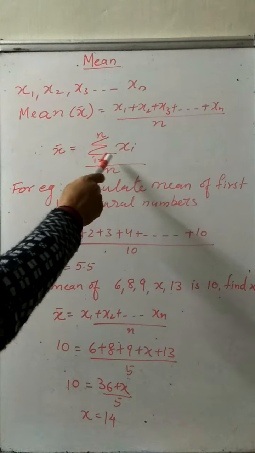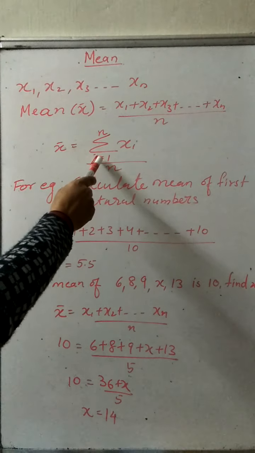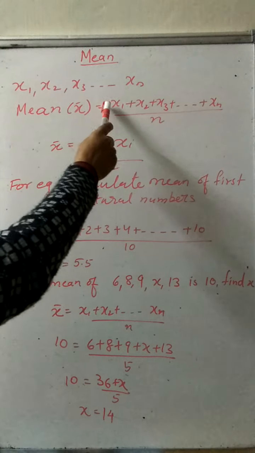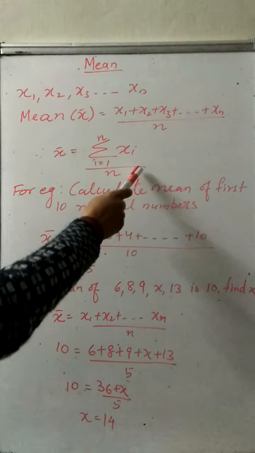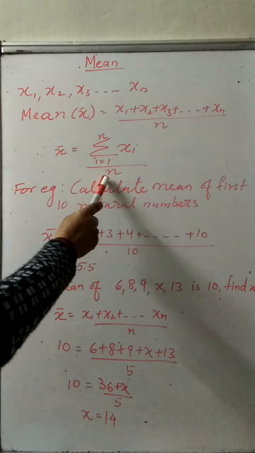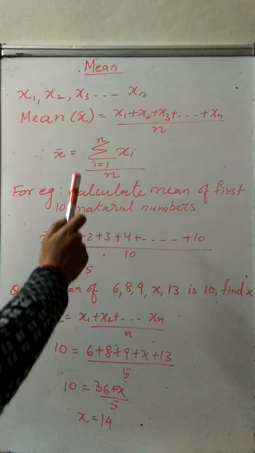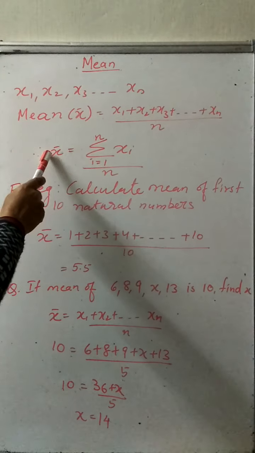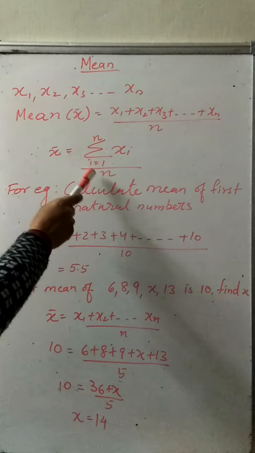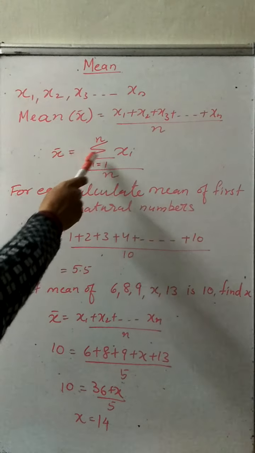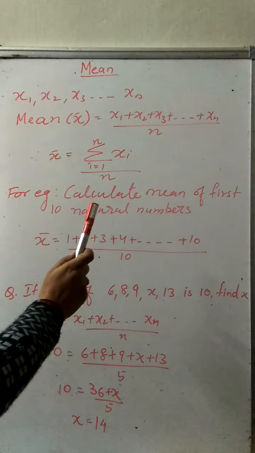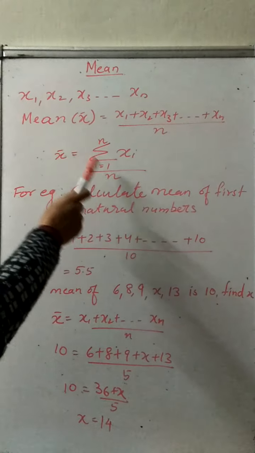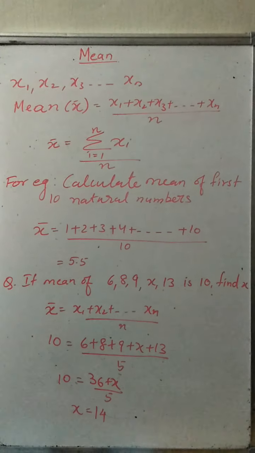The same can be represented as this. This is the sign of summation, summation from i equals 1 to n of xi. That means we are going to sum up all these. This is the meaning, divided by n. Now suppose you have to calculate only the sum of the observations, then n will go to this side. That means mean into number of observations will give you the sum of all observations. I am repeating, sum of all observations is equal to mean into number of observations.